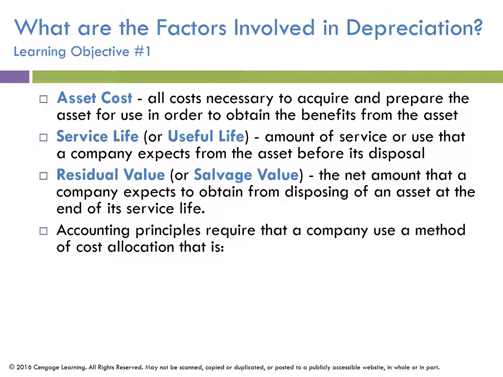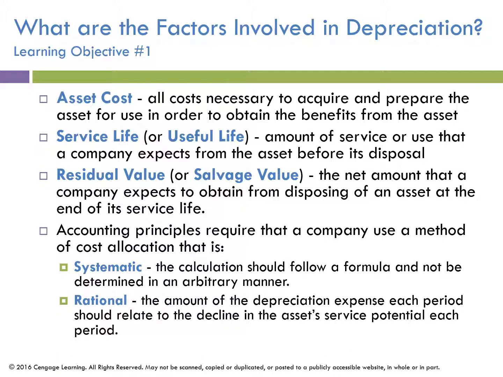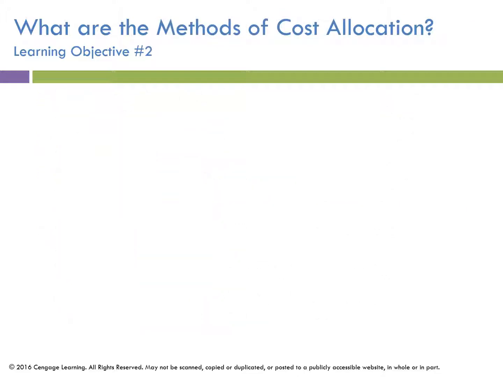Now, we have to depreciate the asset, or in this case, they're still focusing on overall cost allocation. It has to be systematic. It should follow a formula. It should be rational. So the amount of depreciation expense each period should relate to decline in the asset's service potential each period, so how much we used of it. So what are the methods we use?